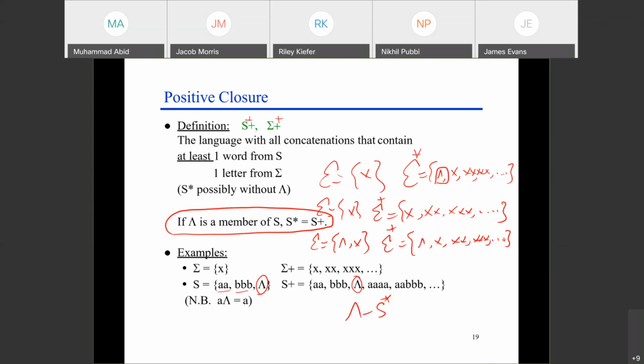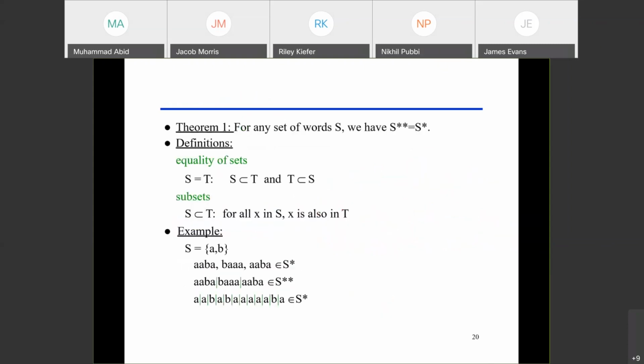So now let's go to this theorem. For any set of words S, we have S double star is equal to S star. So what we want to say here is that once you find the closure, it does not matter if you find the closure again, because it is the same. Remember, there was one guy we studied in chapter 1 who said that infinity comes in different sizes. This is not the case here. Actually, infinity is always of one size.